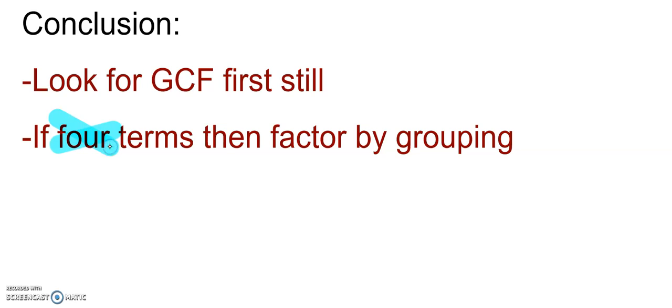We look for 4 terms. So if I have 4 terms, then I want to try and factor by grouping. As always, and I know we didn't see this in an example on this video, but you still want to check for a greatest common factor first.